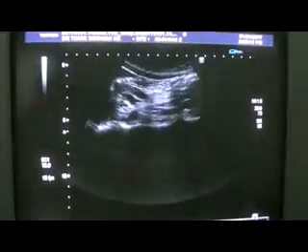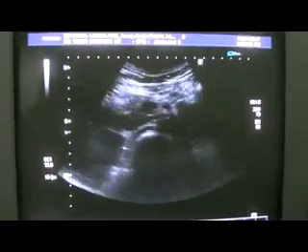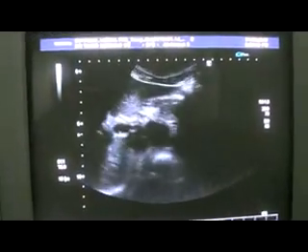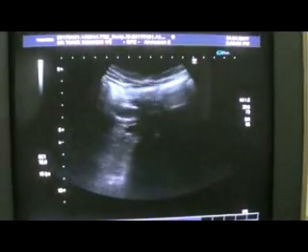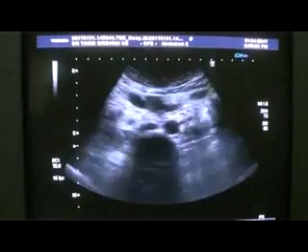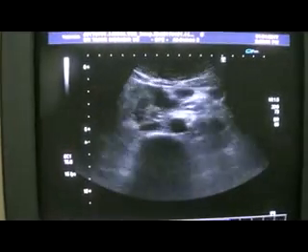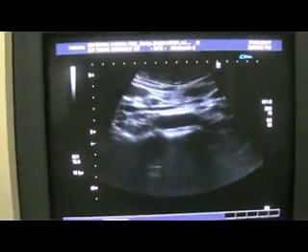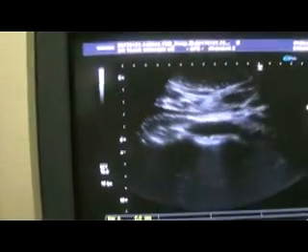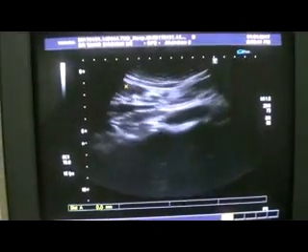Similarly, there are a bunch of lymph nodes seen in the right paravertebral location as I go down. These are a few lymph nodes that I can show you. This one, this one.